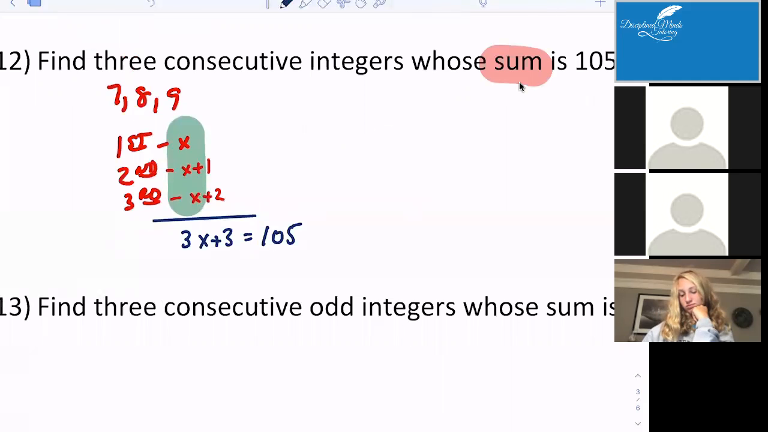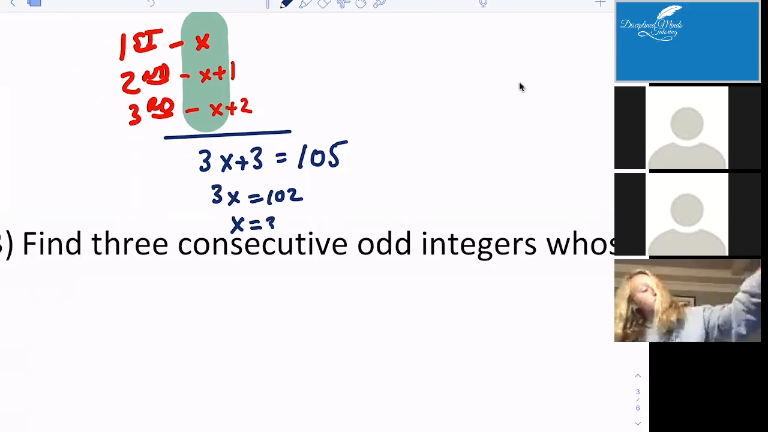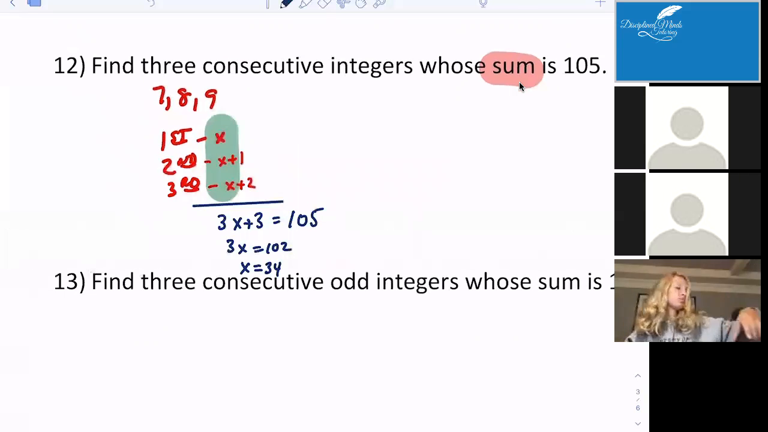Everybody okay with that? I told you it's not that hard. So then we have 3x is equal to 102. Now, for those of you who are struggling with 102 divided by 3, that's what you have a calculator for. 102 divided by 3 is obviously 34. So 34 is the first number. The next number is going to be 35, and the next number is going to be 36. There you have it: 34, 35, 36. Anybody have any issues?